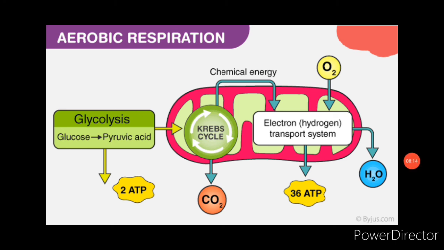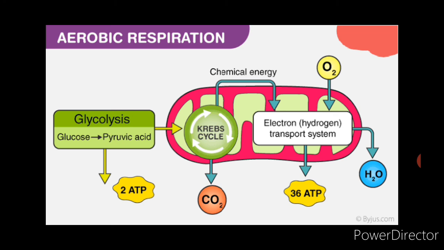Now the next process is the electron transport chain or electron transport system. This is carried out in the inner mitochondrial membrane. You have seen a folded structure, isn't it? There it takes place. And here we have the molecules NADH2 and FADH2. What is NAD? Nicotinamide adenine dinucleotide. And what is FAD? Flavin adenine dinucleotide. And these are formed during the glycolysis process and the Krebs cycle, isn't it?